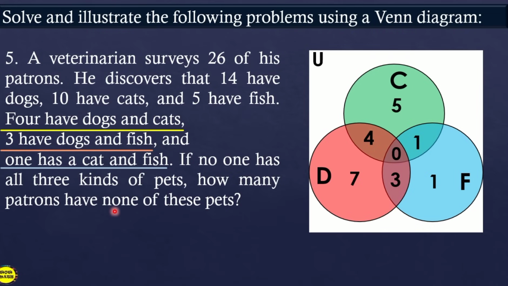Paano natin kukunin ito? Since ang tinatanong ay wala siyang pet kahit isa, so paano natin gagawin? Okay, out of the total patrons, we have here 26. So, ima-minus natin lahat ito dun sa 26. So, we have 7 plus 4 plus 5 plus 1 plus 1 plus 3. And that is 7 plus 4, 11. This is 16, 17, 18, 19, 20, 21. So, 26 minus 21, that is 5.